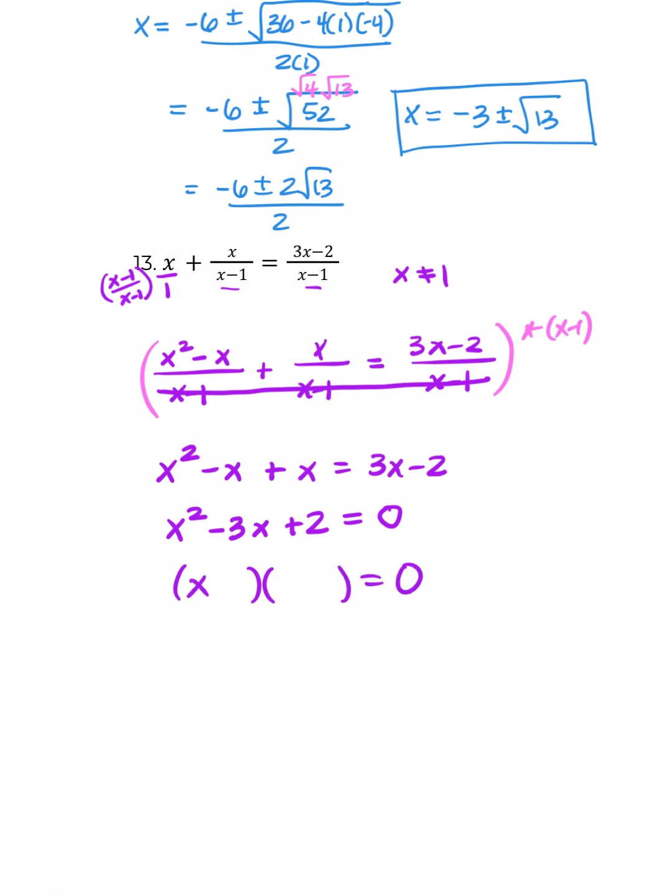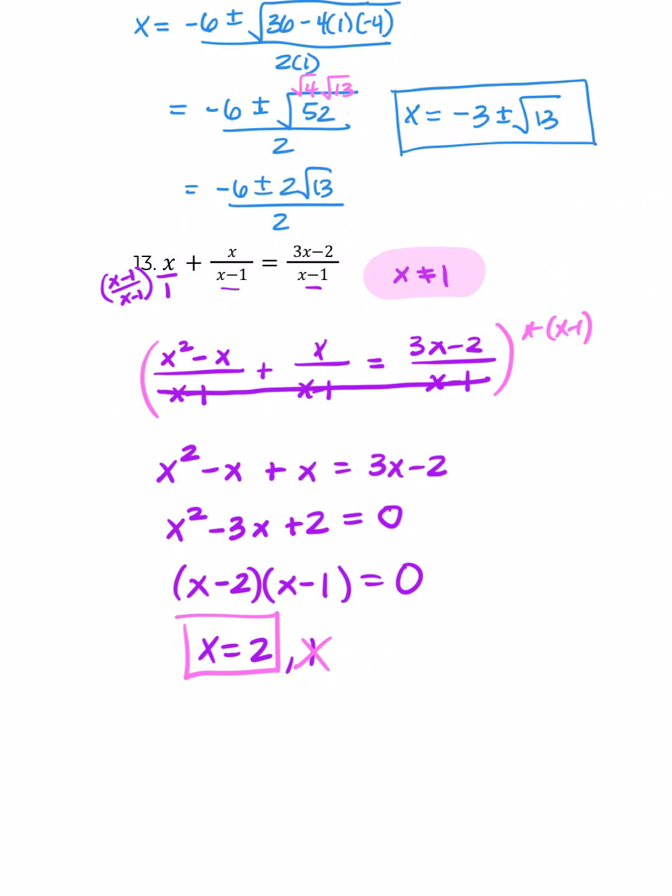To get x squared, we need x's. We need factors of +2 that add to -3, so that must be -2 and -1. So we can see our potential solutions are going to be 2 and +1. Now look really carefully. X cannot be 1. So we know 1 is an extraneous solution, and our only solution would be 2.